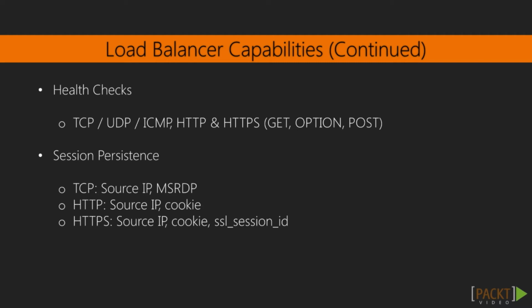We have session persistence on top of it. If we stick with layer 4 TCP, we can use either source IP or MSRDP. And on layer 7 with HTTP, we can use source IP or the cookie. And within HTTPS, we have, aside from source IP and cookie, the SSL session ID to achieve session persistence. Session persistence means that if a single user with a single device accesses a backend service, new requests within this session will be distributed to the same backend server, and it's not switching backend servers.